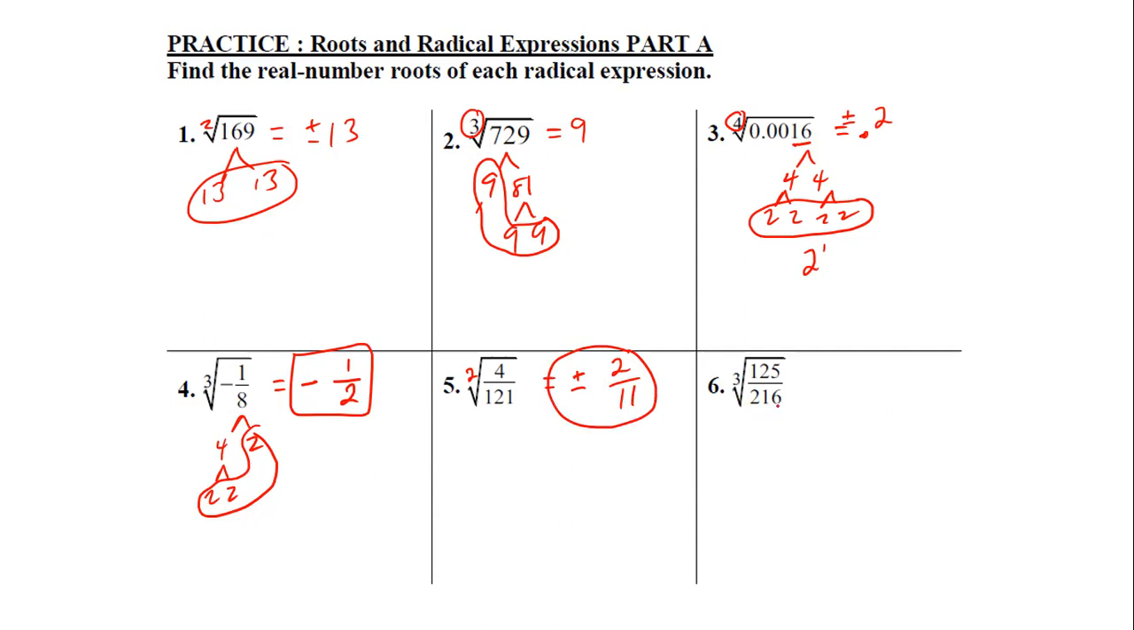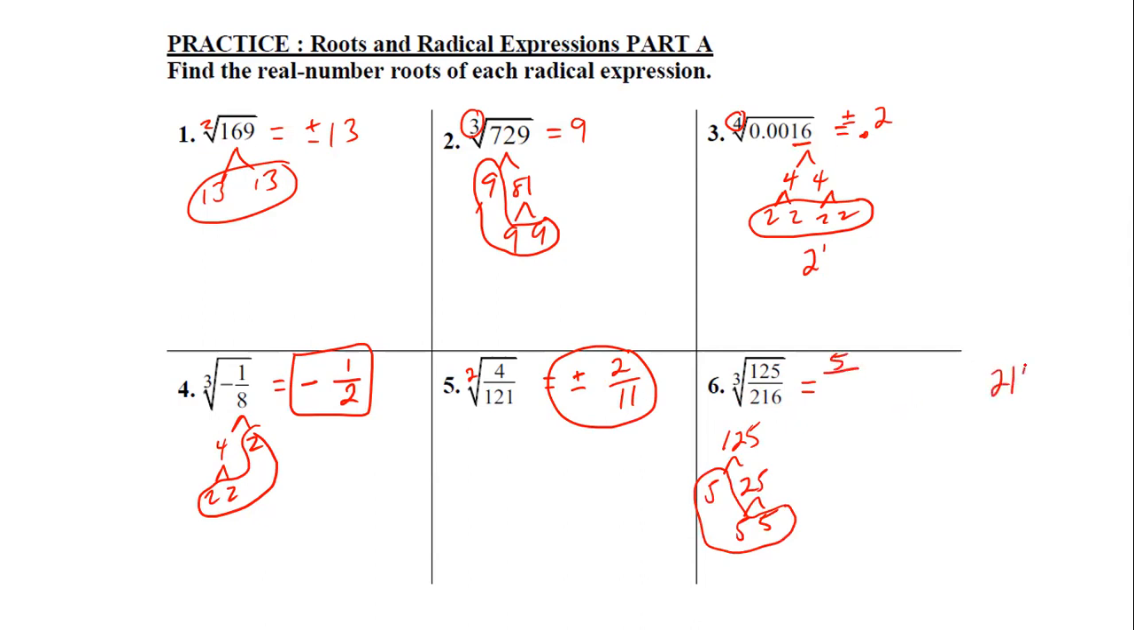Okay. Cube root. So cube root of 125 over cube root of 216. What is that going to give me? So 125, in my mind, I'm like, okay, it's 5 and 25, 5 and 5. Here's my group of 3 based on my index. So in my numerator, I know it is 5.